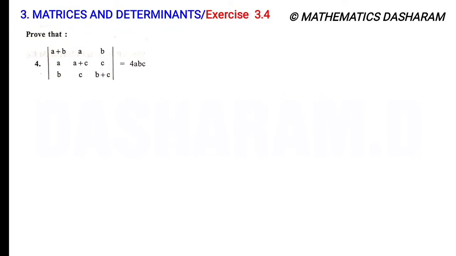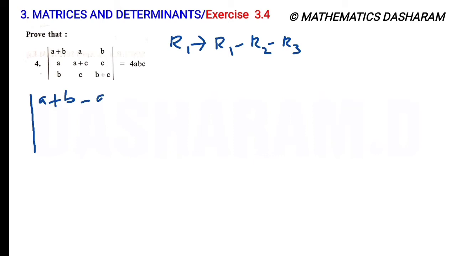Prove that this matrix determinant should be equal to 4abc. So first, what I am doing here is replacing R1 with R1 minus R2 minus R3. So then what will happen here, R1 will be replaced: A plus B, R1 minus R2 minus R3, so minus A minus B. Similarly here, A minus bracket of A plus C.